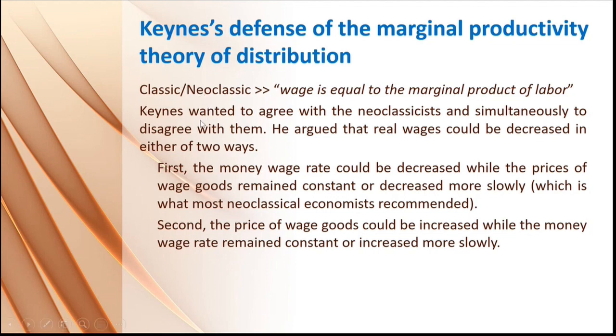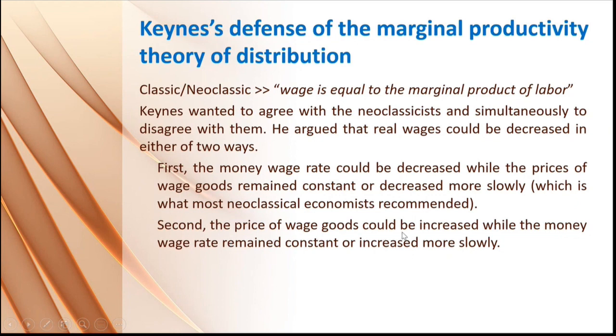So you see here, Keynes wants to agree with the neoclassicals and simultaneously disagree with them. He agreed that wage is equal to the marginal product of labor. He argued that the real wages could be decreased in either of two ways. Real wages is of course the wages divided by the price, or taking into consideration inflation, the overall price level. First, the money wage rate would be cut while the price level remains constant or decreases more slowly. So real wages can be decreased by directly decreasing the nominal wage, I mean decreasing the salary directly, right? And at the same time, the price remains constant, right?